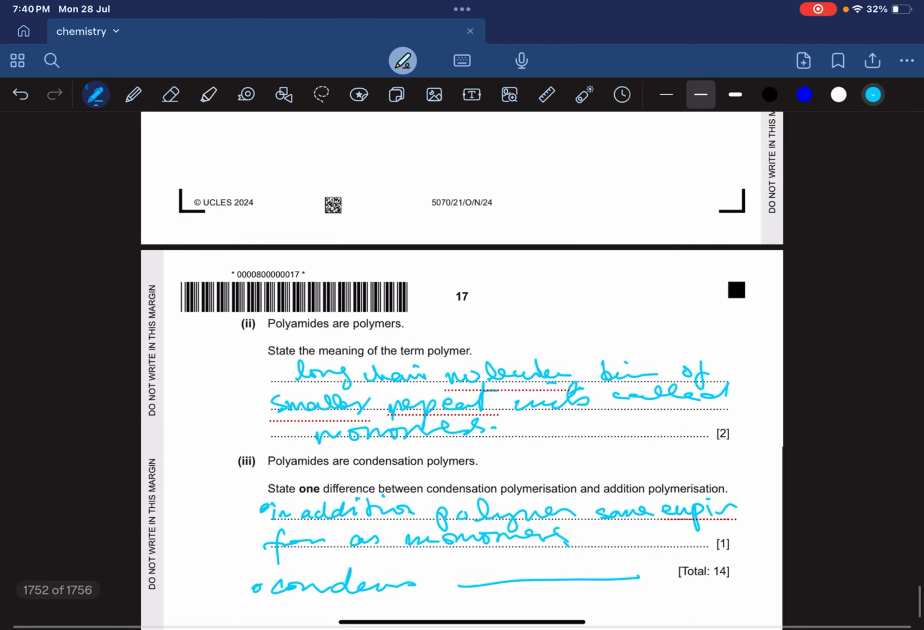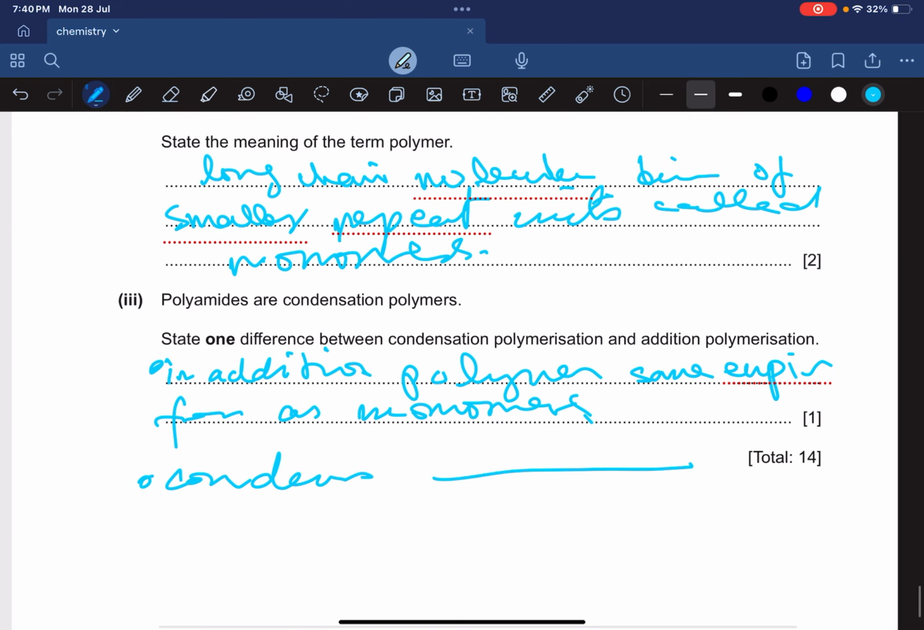If you want to write another difference, it can be that an addition polymer is formed when you have a carbon-carbon double bond, whereas in a condensation polymer you don't need a double bond, you just need the active parts. So there are many differences which you can think about, but this one's the simplest one. I hope you understand, and that's it for today.